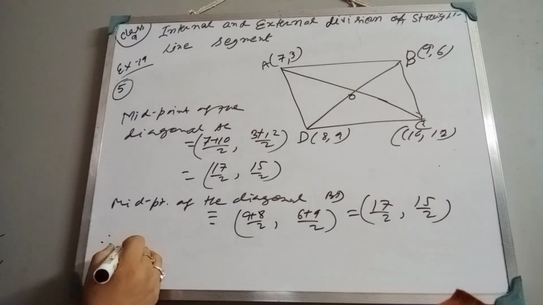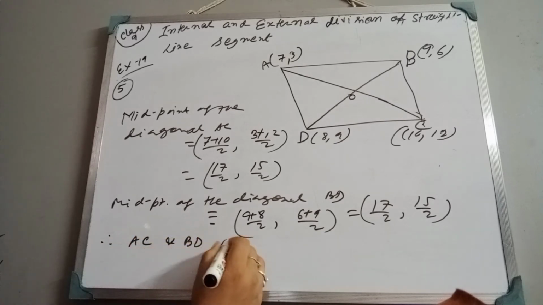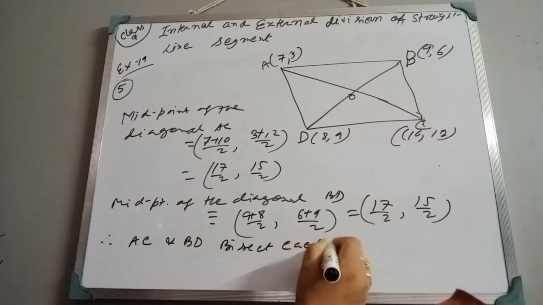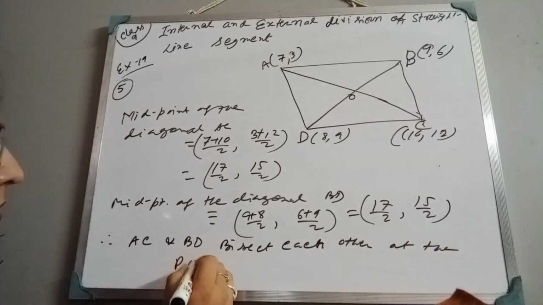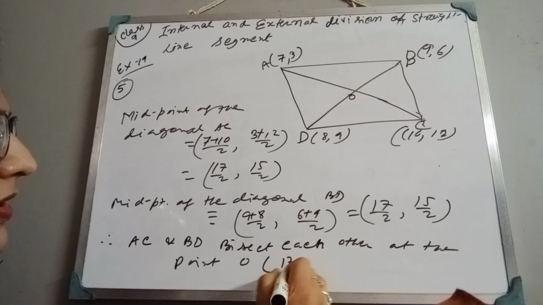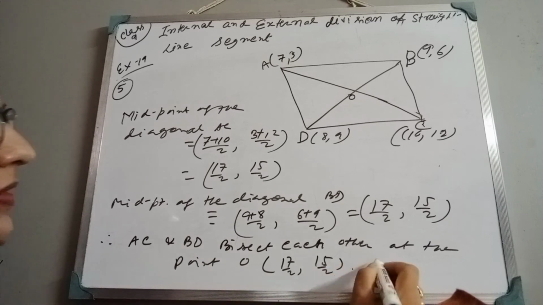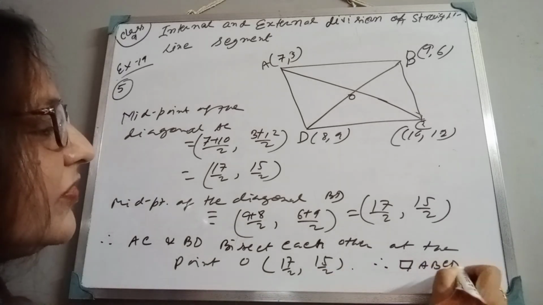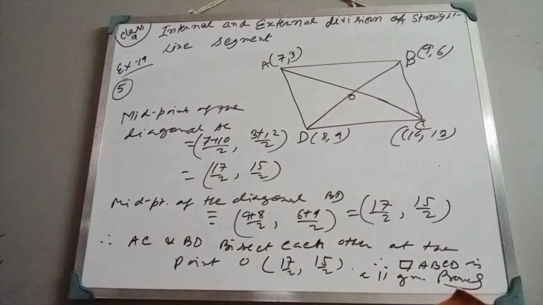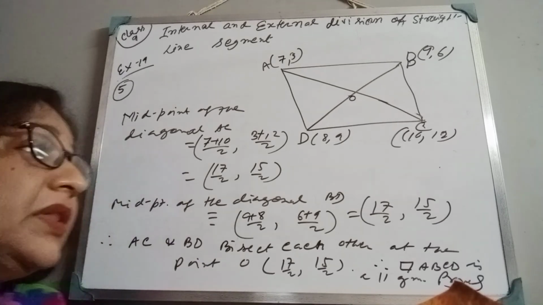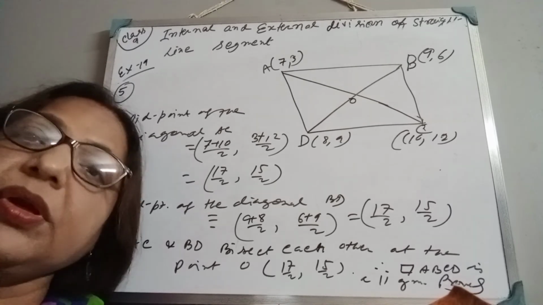Therefore, AC and BD bisect each other at the point O with the coordinate 17 by 2, 15 by 2. When they bisect each other, quadrilateral ABCD is a parallelogram. This is proved. So we have proved that ABCD is a parallelogram with one property: diagonals of the parallelogram bisect each other. We will follow this property.